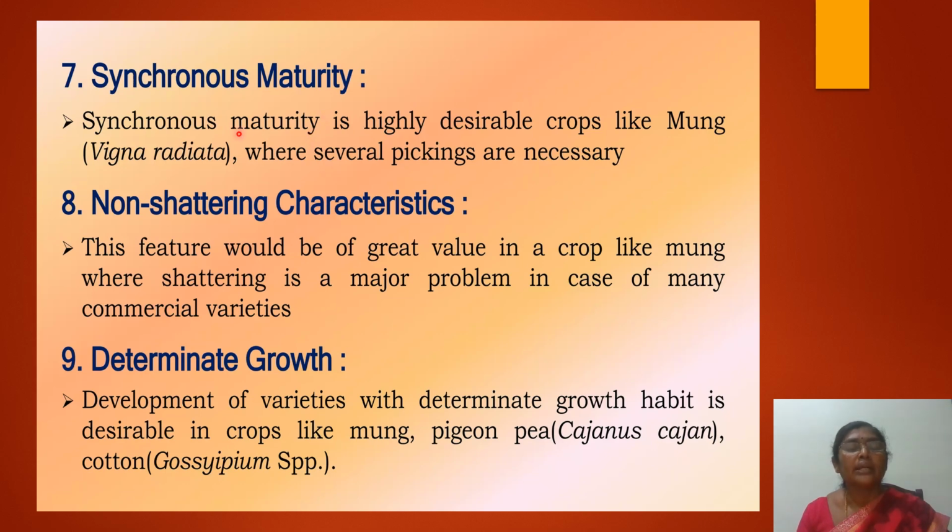Synchronous maturity. It is very important for the crops. Synchronous maturity is highly desirable in crops like moong where several pickings are necessary. Non-shattering characteristics. This feature would be of great value in a crop like moong where shattering is a major problem in case of many commercial varieties. Determinate growth. It is also important. Development of varieties with determinate growth habit is desirable in crops like moong, PGNP, etc.